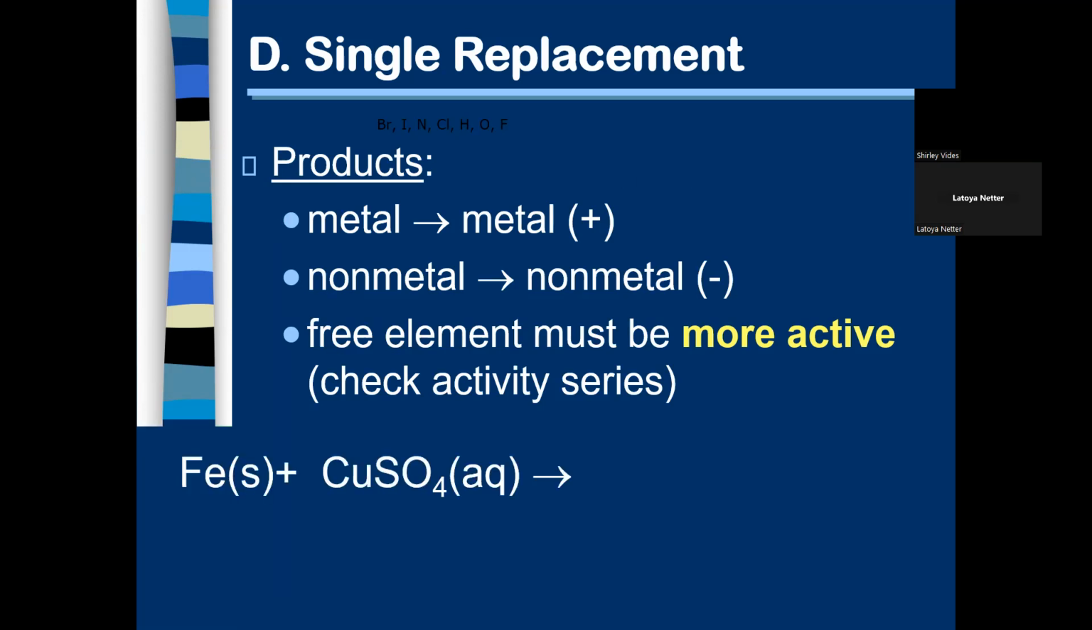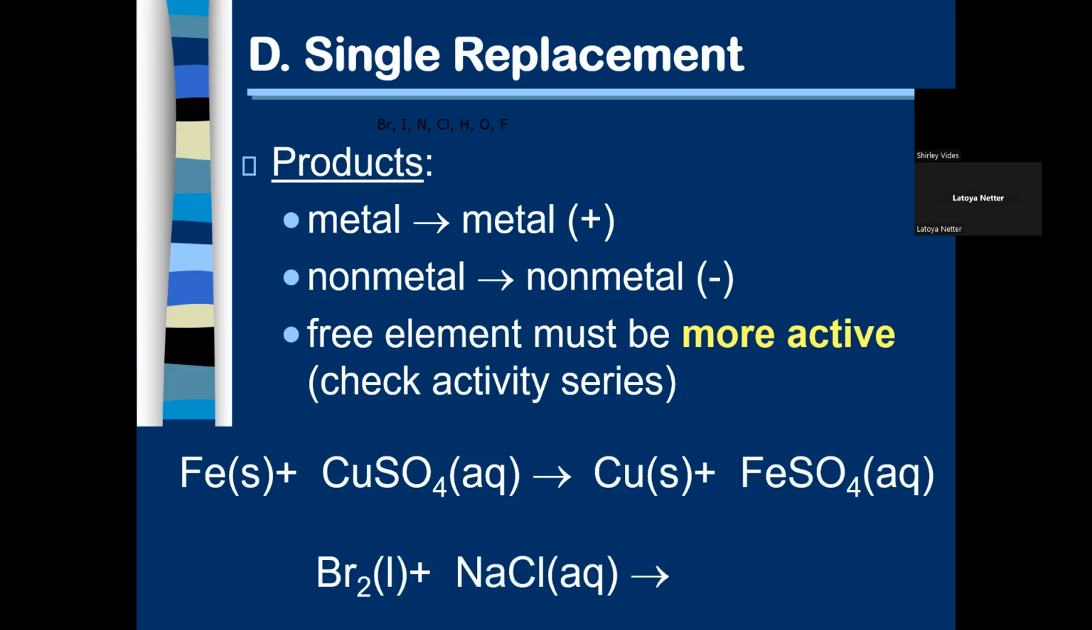So just like the other one, like right here, iron and copper sulfate. Iron is higher than copper, therefore this reaction will take place. You just got to do balancing. Bromine and chlorine. Bromine is below chlorine. This reaction will not happen. You see that?